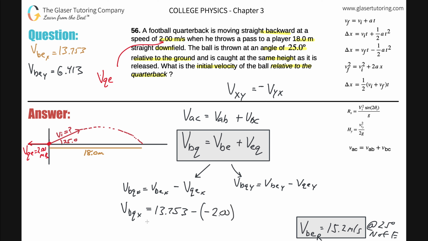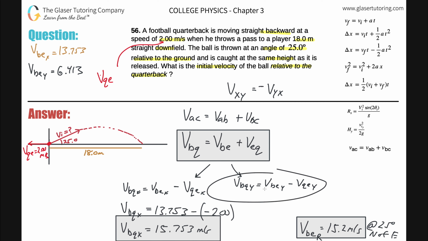Cool. And so now we can solve this. The velocity of the ball relative to the quarterback in the x direction. My God, this is confusing. This is 15.753, and that's going to be meters per second. Okay, we finally got that part. Let's put a box around it.